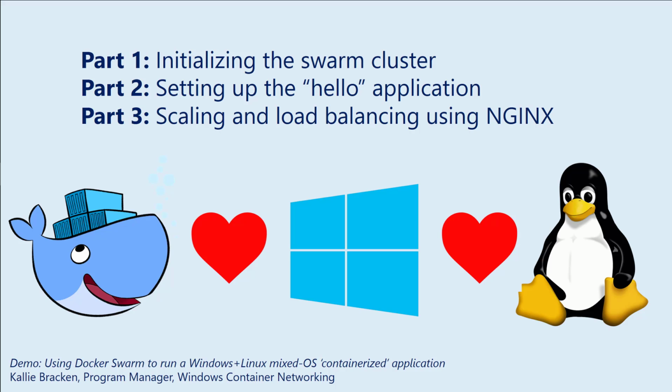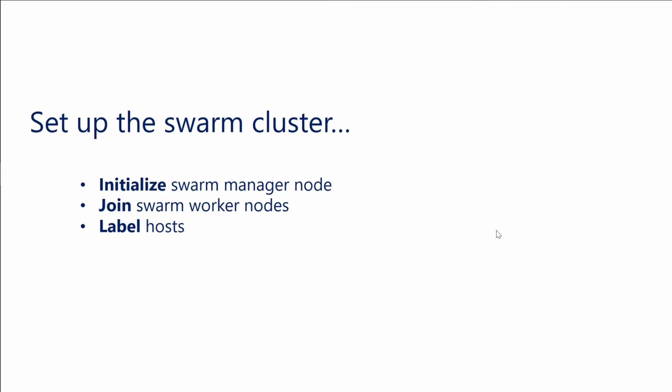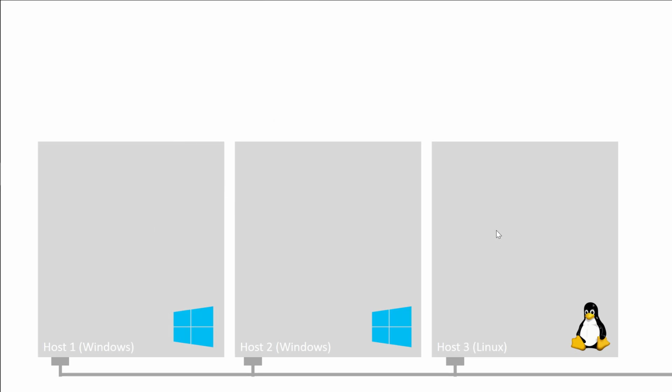Okay, so to set the scene here, in part 1 of this series, we worked on initializing the Swarm cluster itself. We had 3 nodes, 2 Windows nodes and 1 Linux node, all running in Azure as VMs, and we initialized one of them as a manager node, then added the other 2 as worker nodes to the Swarm. In this video, we'll be setting up the application itself. So I'll go ahead and return to the diagram of the application and cover what we've already accomplished, and then we'll move on from there to setting up the application.